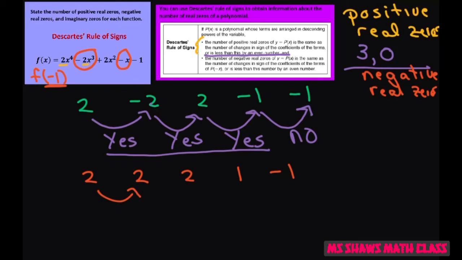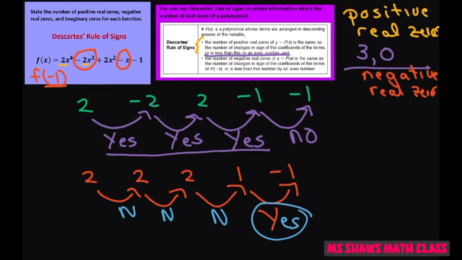Now, just looking at this, the only number that changes sign is right here, this one. The rest of these do not change their sign. So that means we only have one negative real zero. Now, that's the same thing as less than this by an even number, but if you subtract the 2, you get negative 1.